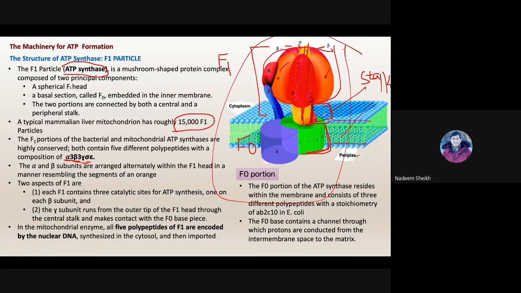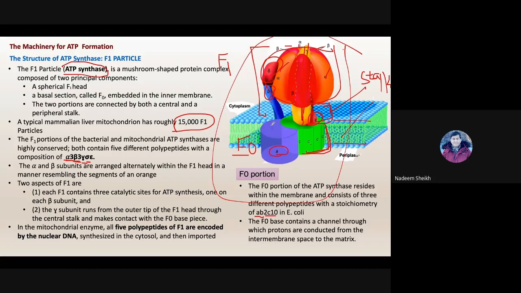और गैमा सब यूनिट is supported by epsilon subunit on one side. On the other hand, sigma subunit is responsible for attachment of this mushroom head with the F0 to another protein which is known as B protein. This B protein is basically part of the F0 particle. F0 particle is made up of three types of proteins named A protein, B protein and C protein. ए का एक ही मॉलिक्यूल होता है, बी के दो मॉलिक्यूल्स हैं और सी के इसमें 10 मॉलिक्यूल्स मौजूद हैं.